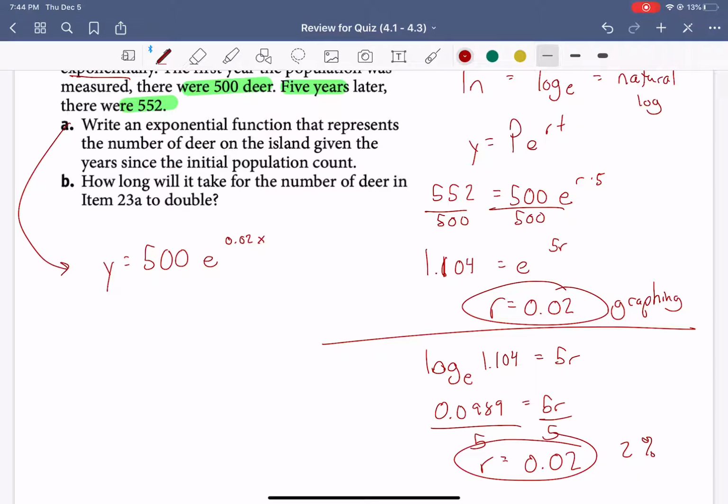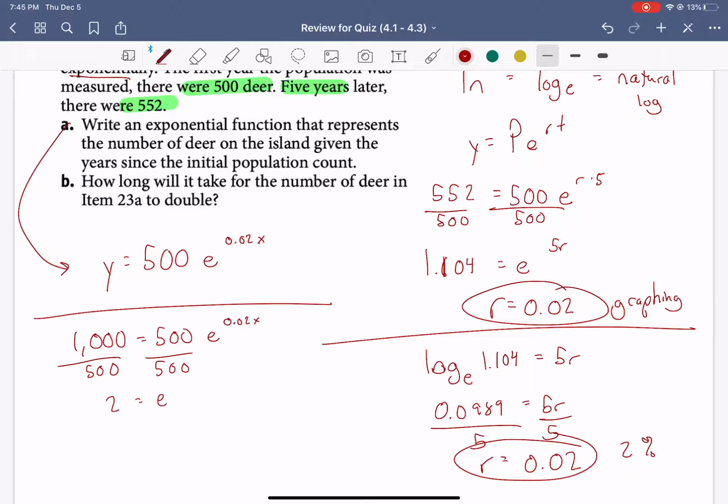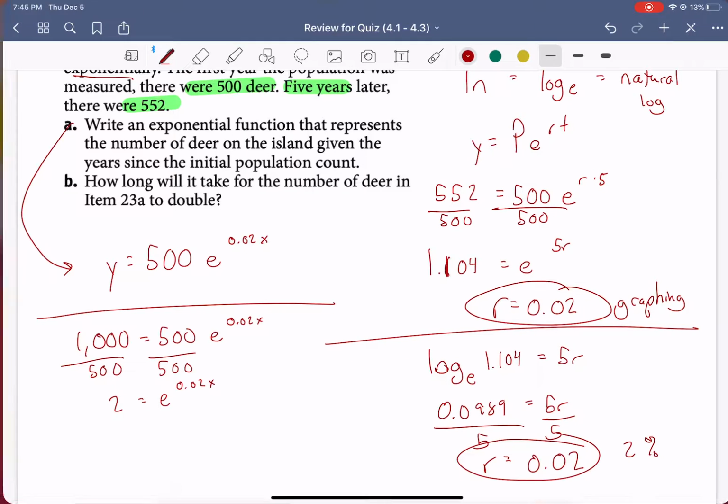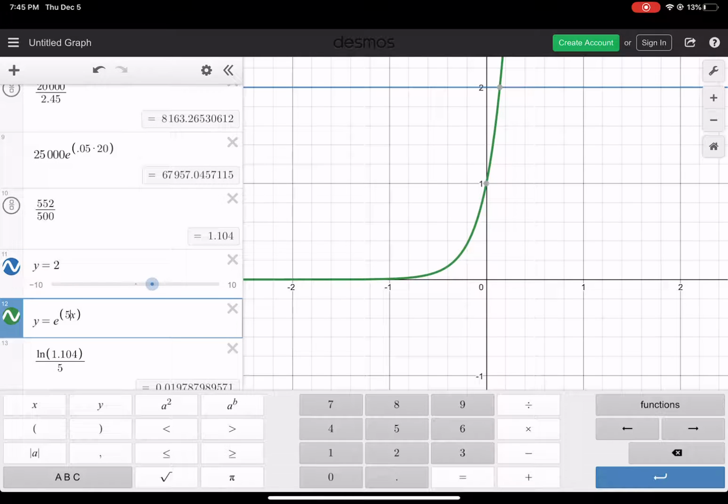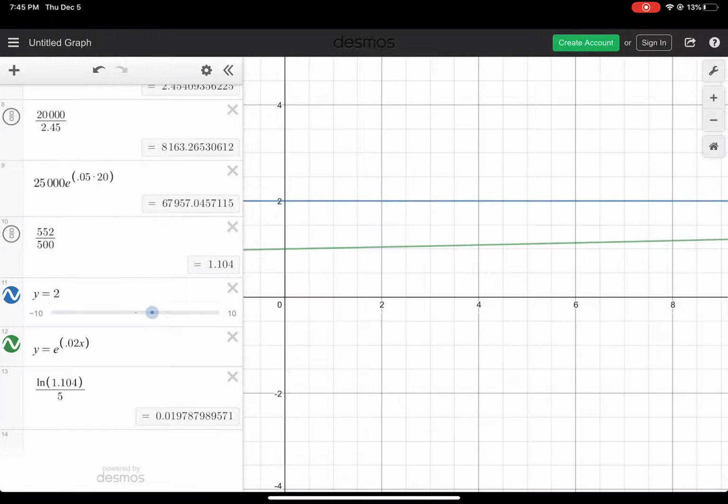Now we want to know how long would it take for the number of deer to double. All right. So double 500 is 1,000. So we plug this in, divide by 500. So that's where that 2 comes from because we're doubling. And again, we need to solve for a variable that's in the exponent. So now we have to graph some new equations. So here instead of this, we have 2. And here we have 0.02. So we need to figure out where they intersect.